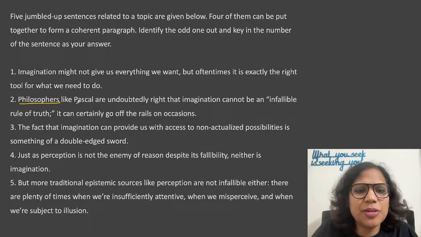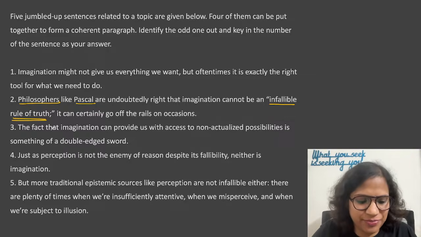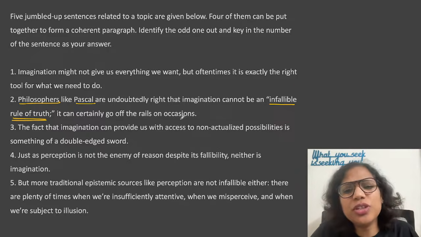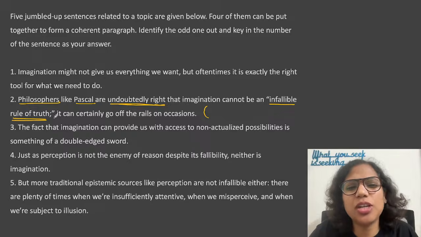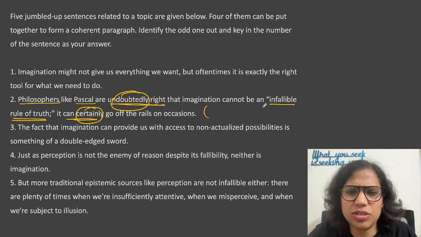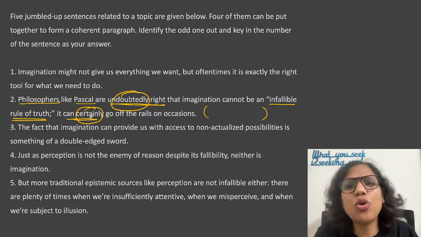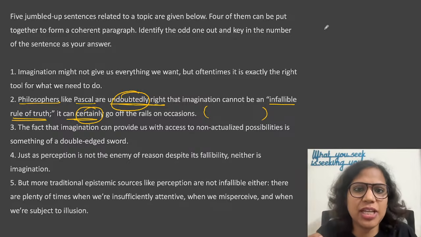Now philosophers like Pascal are undoubtedly right that imagination cannot be an infallible rule of truth. Yes, it can certainly go off the rails on occasions. ये बोलते हैं are undoubtedly right that imagination cannot be an infallible source of truth. It can certainly go off the rails on occasions. ठीक है, तो कभी कभी तो it can go off the rails on occasions. So it cannot be an infallible rule of truth, right? What we are imagining.